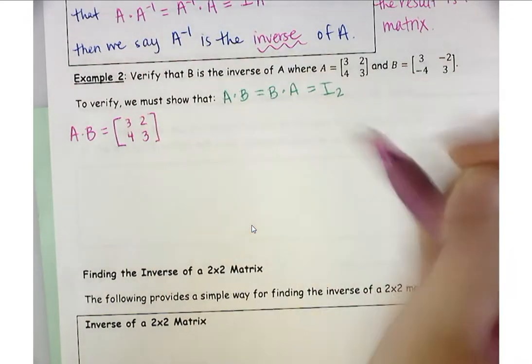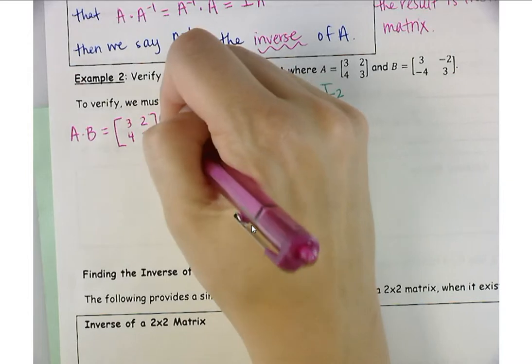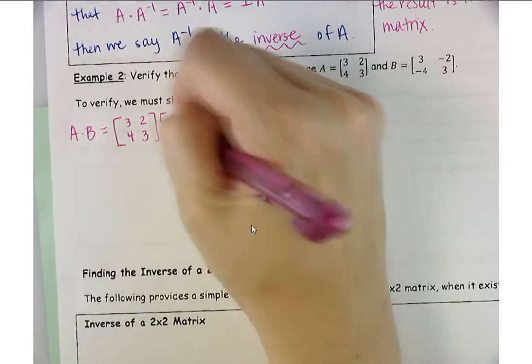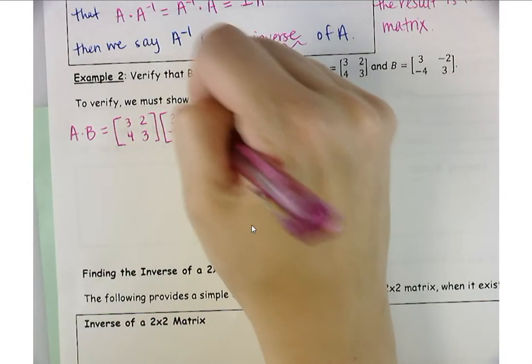Okay, so I have matrix A, and then I'm going to multiply that by matrix B, 3, -4, -2, 3.